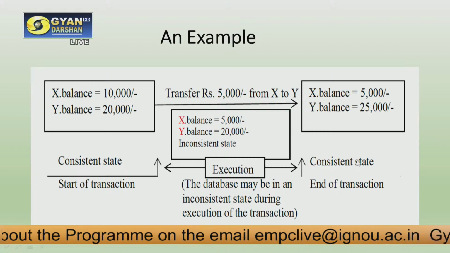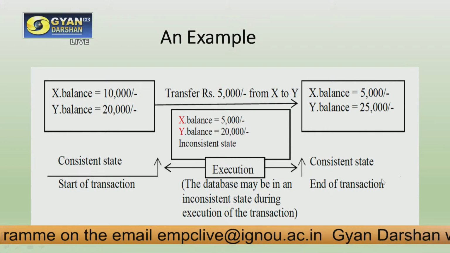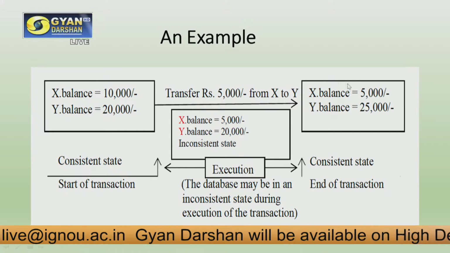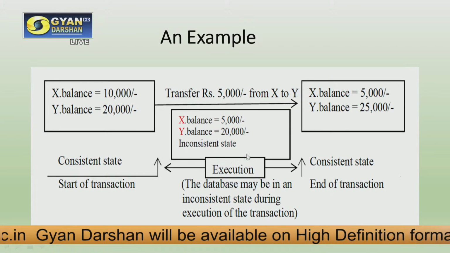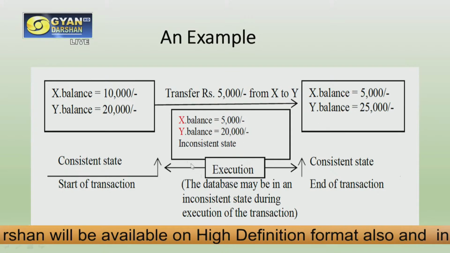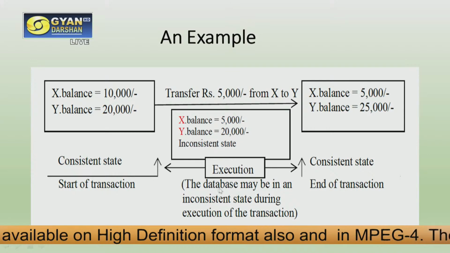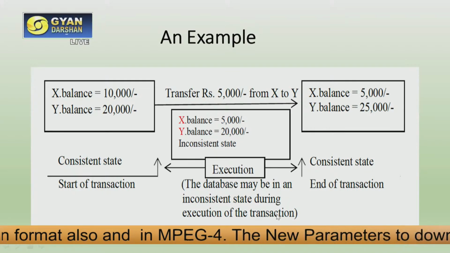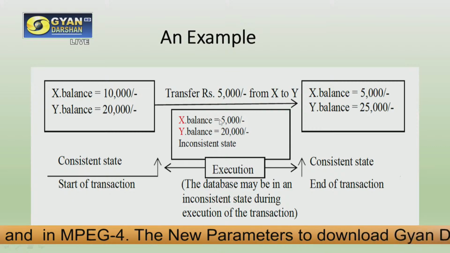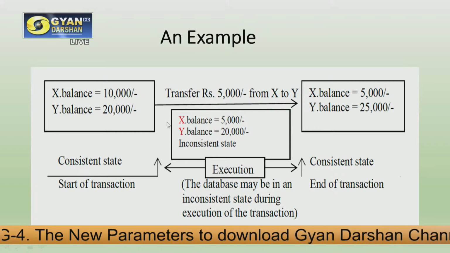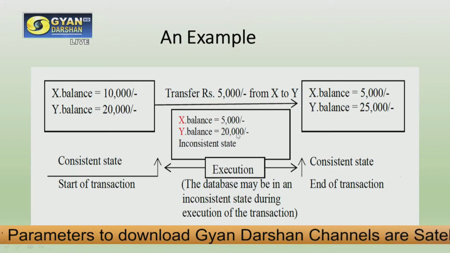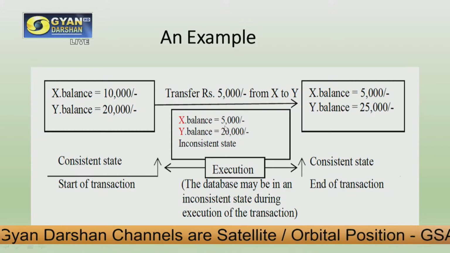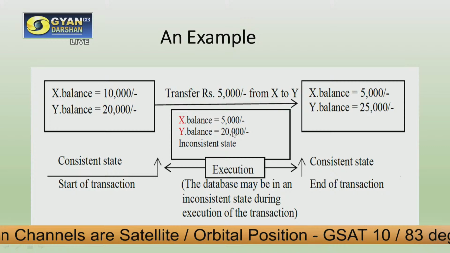The database is in a consistent state after the transaction has ended, right? Because the transaction has successfully ended. But in between, while the transaction is executing, the database may be in an inconsistent state. At this point, you can see that the database is in an inconsistent state because X's balance has been deducted, but Y's balance has not yet been added.